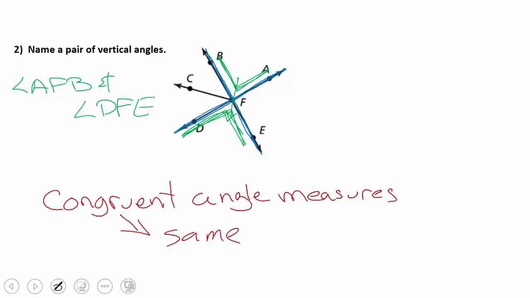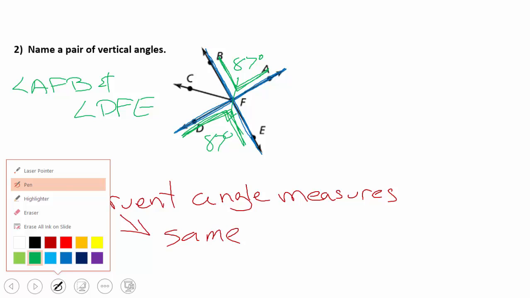Those are vertical angles. And what does it mean about the angle measures being congruent? That means, let's just say that angle AFB, if this angle is, say, 87 degrees, well then angle DFE is also 87 degrees. They are congruent. They are the same angle measures when they are formed by intersecting lines and they are opposite.